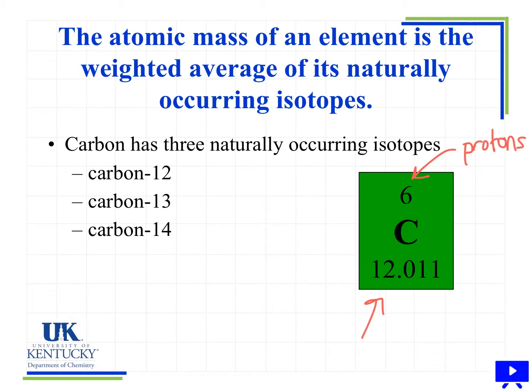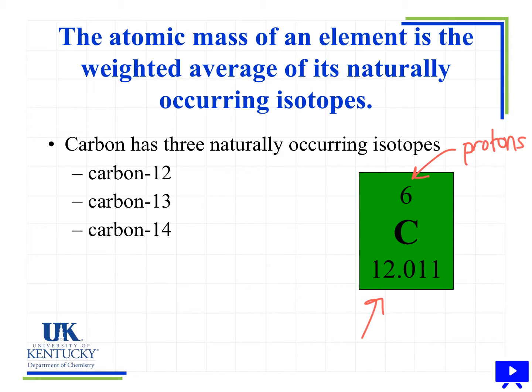So we can actually think of this weighted average similar to how your course grades are calculated. For example, your exams are 75% of your grade, homework is 10%. All of these percentages add up to 100%. And we see the same thing happening when we look at isotopes.